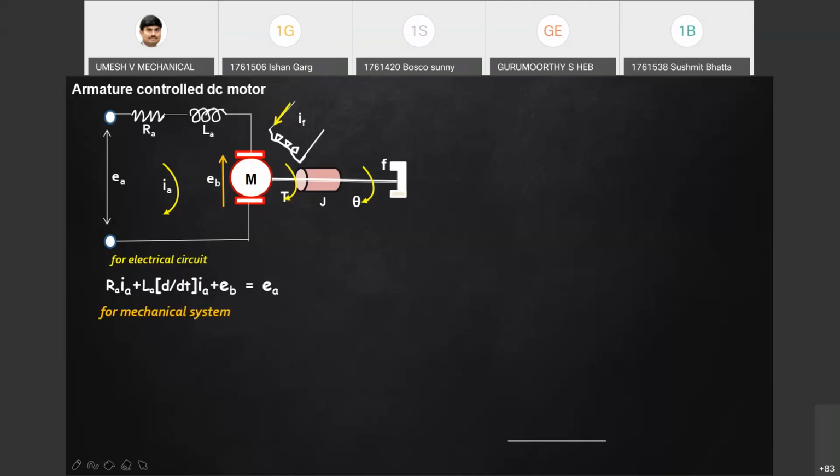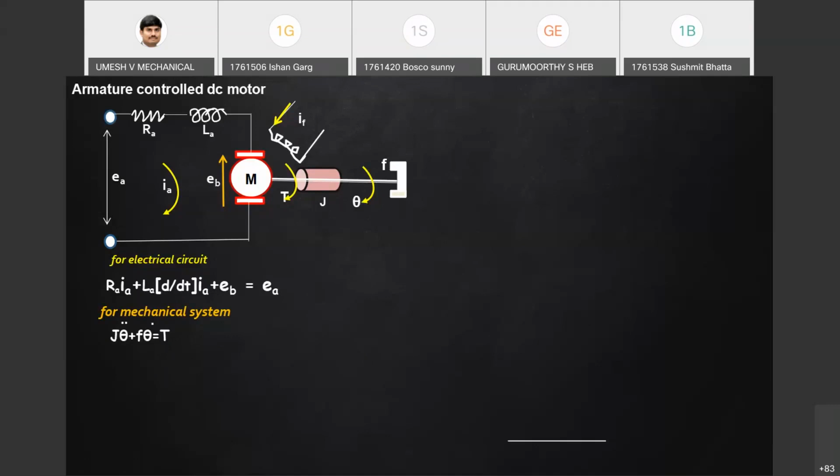So then for the mechanical system, you know that it is very simple. There is one rotor, so J theta double dot. There is a damping force because the damping element is shown here and given. Take it as F theta dot is equal to the applied torque T. So these two are the differential equations that you require to describe this system.